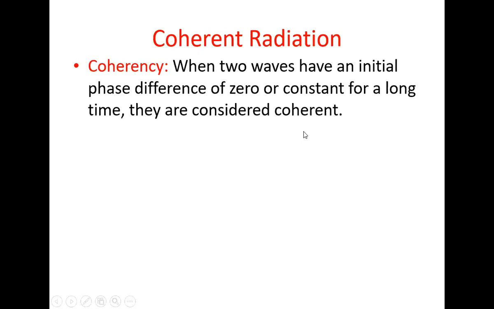Coherent radiation. Coherency occurs when 2 waves have an initial phase difference of 0, something coherent. Just using normal language, coherent. You see a matching band, right? And they are matching. That's coherency. Is that the case?